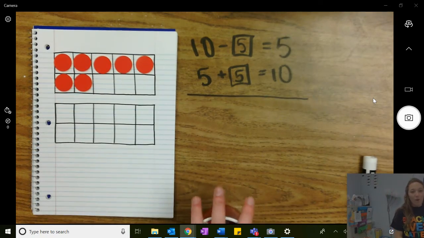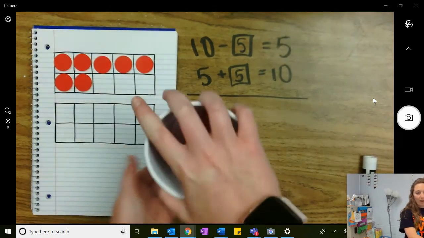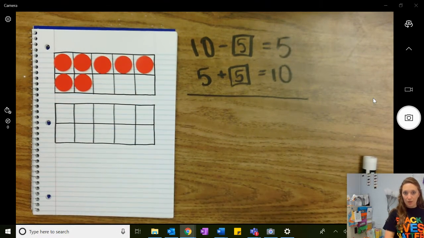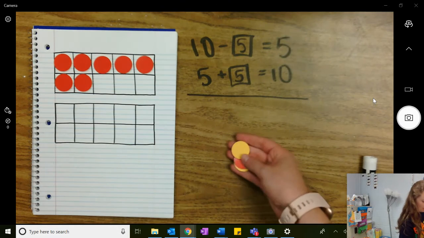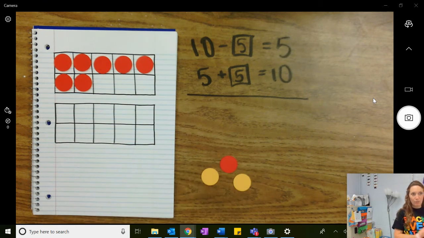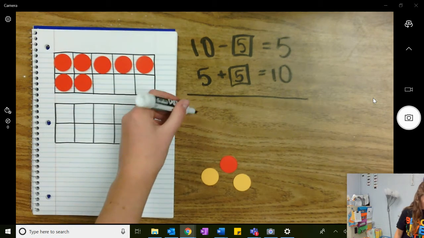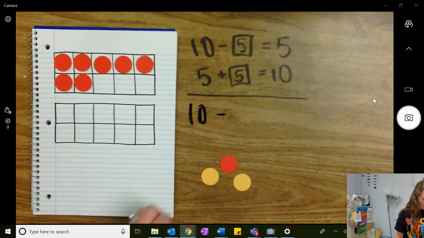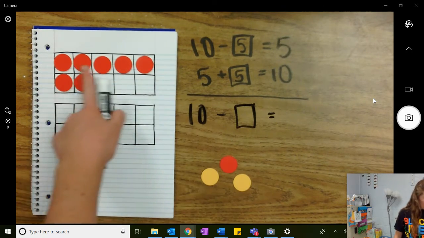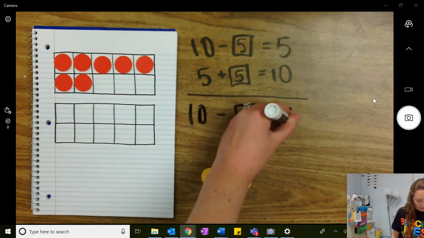All right, so now I took some more away. I have my cup. How many do you think are in the cup based on what is left here? Did you say 3? So what would a number sentence be to match that? What equation would we do to match that? What did we start with? We started with 10. We took away some. We don't know how many yet. And we were left with 1, 2, 3, 4, 5, 6, 7. We were left with 7.